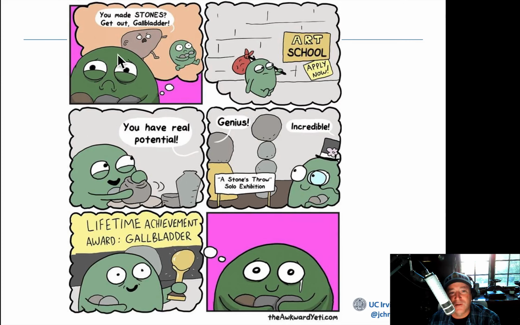And so now the gallbladder is thinking about that negative interaction it had with the liver telling it to get out. So then it packs its bags and it notices this sign, art school, apply now. And these are all thought bubbles from the gallbladder here. And then he's at the art school now, and then the teacher's saying, you have real potential. And then puts together this exhibition, a stone's throw exhibition. People are saying, oh, genius, incredible. Lifetime Achievement Award, gallbladder. I don't know why this made me laugh so hard from the awkward Yeti, but somehow this applies.